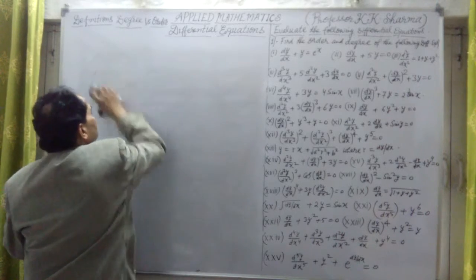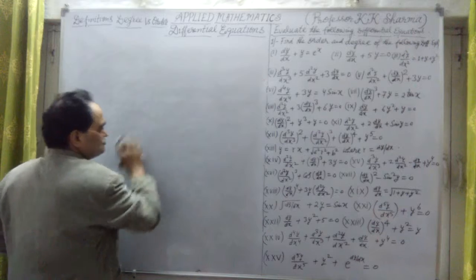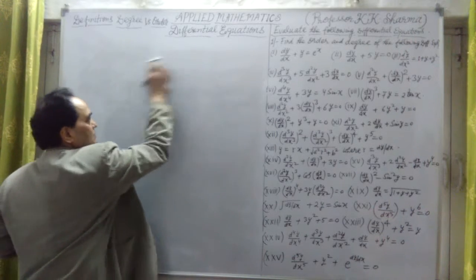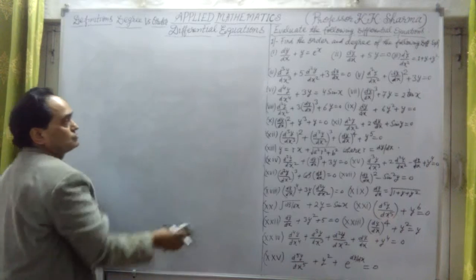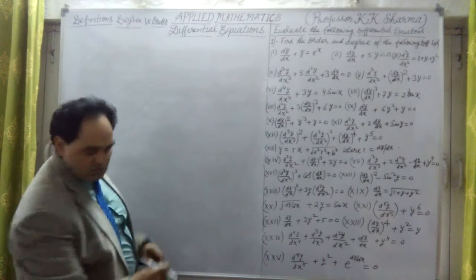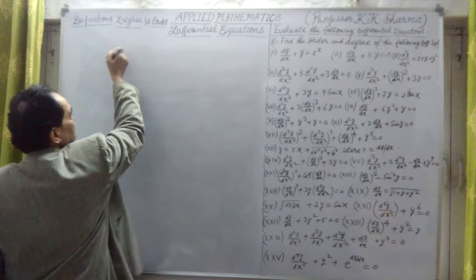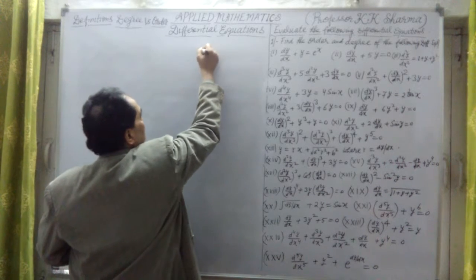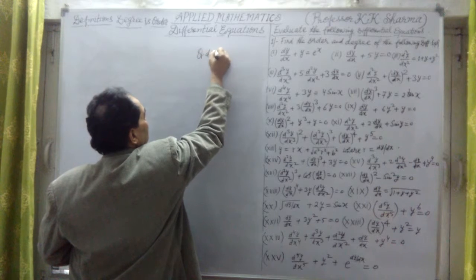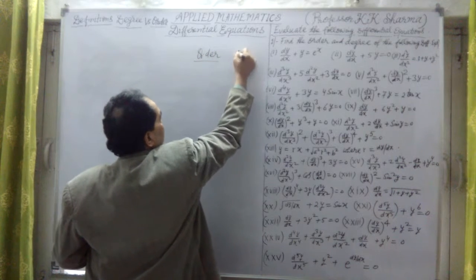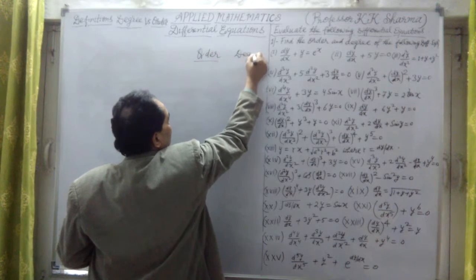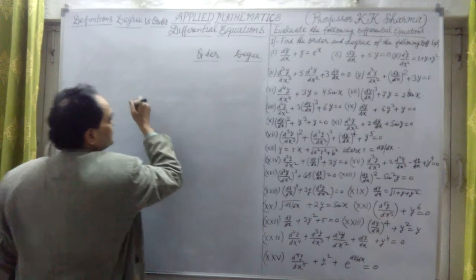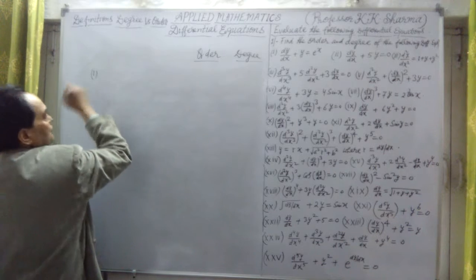Now let me take these questions one by one. There are 25 questions I have taken, and they are sometimes very tricky, and some are very easy. In the first one, what is the order and degree? Let me write order here and degree here, of these equations.